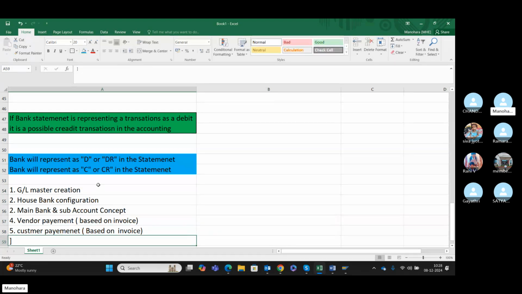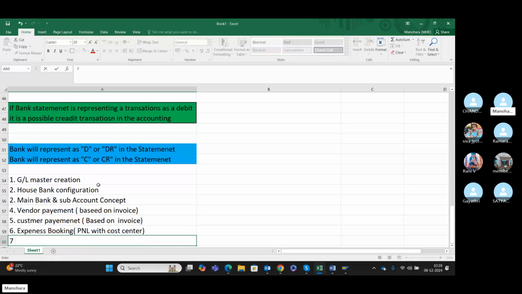Sixth point. We need to be familiar with these transactions. Expenses booking, payment and expenses booking. Does expenses booking come to the balance sheet or P&L? P&L. Any expenses booking is tracked with the cost center, right? Without a cost center, we cannot book expenses. Cost center and P&L.